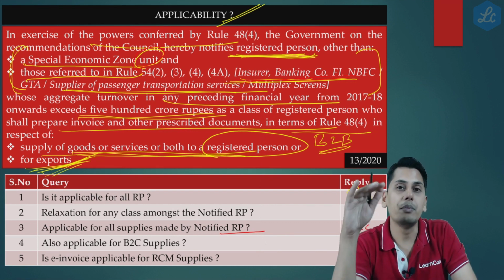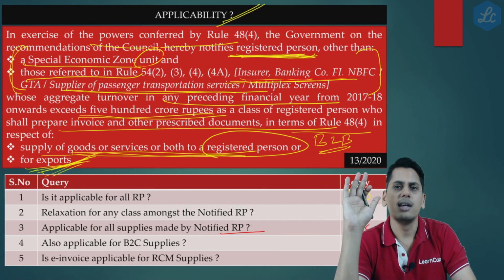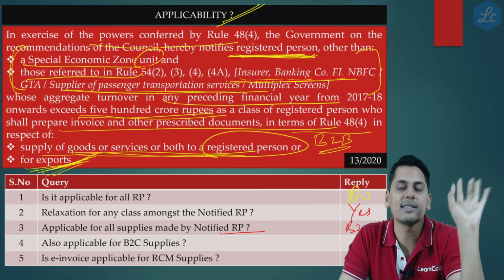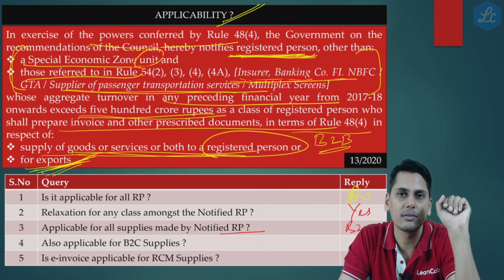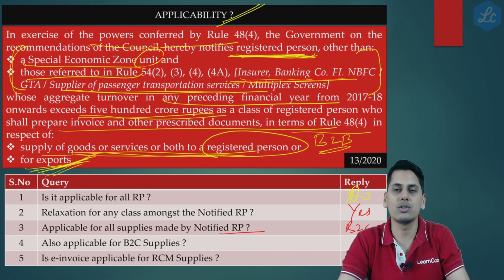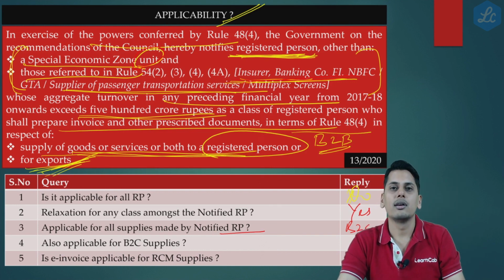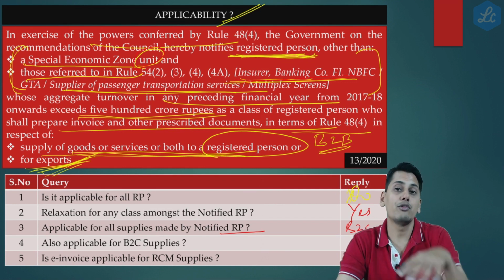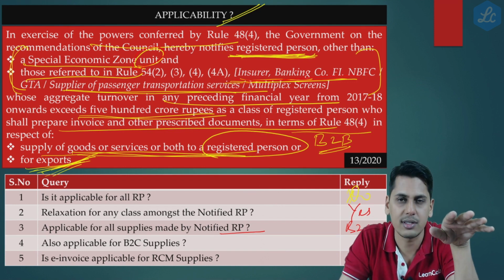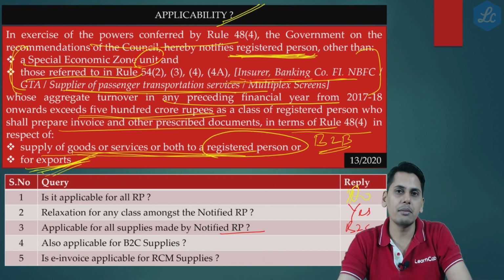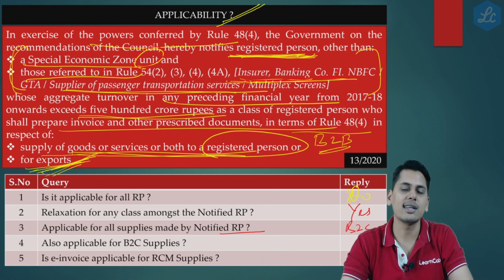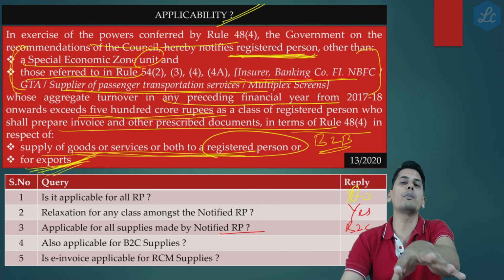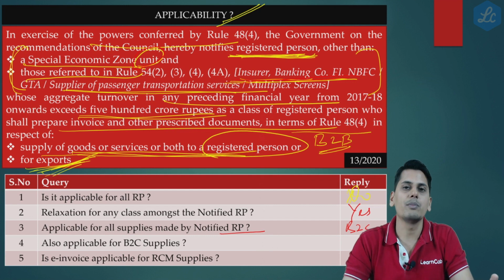In case of B2C supplies other than exports, let's suppose I am a person whose aggregate turnover in the preceding financial year is 1000 crore rupees. I am also not a special economic zone unit. I am also not these specified suppliers. For me, for B2C supplies, which is not exports, whether 48 sub rule 4 is applicable, the answer is no. Which means that I can issue an invoice for my B2C supplies even without obtaining an invoice reference number from the common portal.